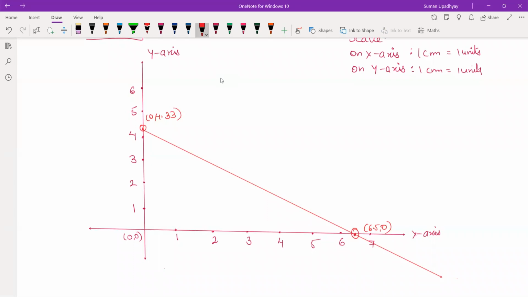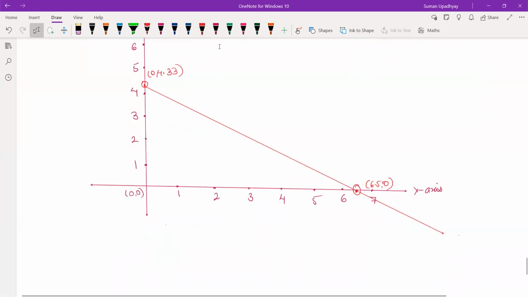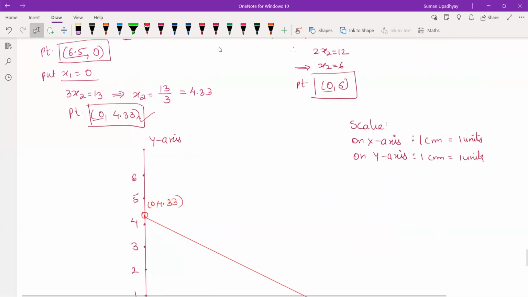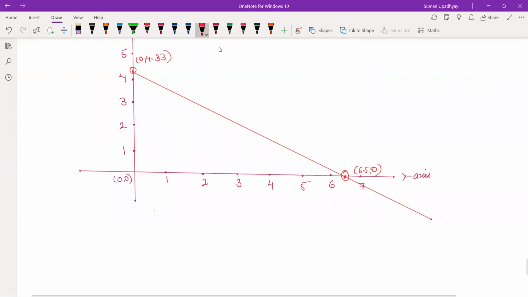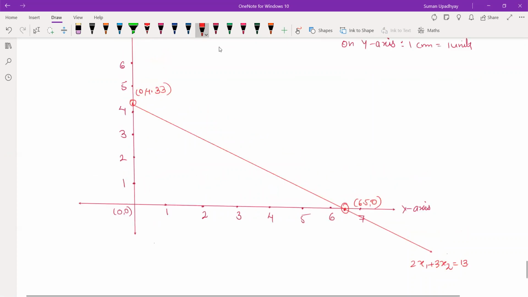ठीक है, is this fine? So ये जो आपने स्ट्रेट लाइन ड्रॉ किया है उसका आपको इक्वेशन भी लिखना पड़ेगा. इक्वेशन क्या है स्ट्रेट लाइन का, 2x1 plus 3x2 equals to 13. ठीक है, सो दिस इज योर फर्स्ट स्ट्रेट लाइन.